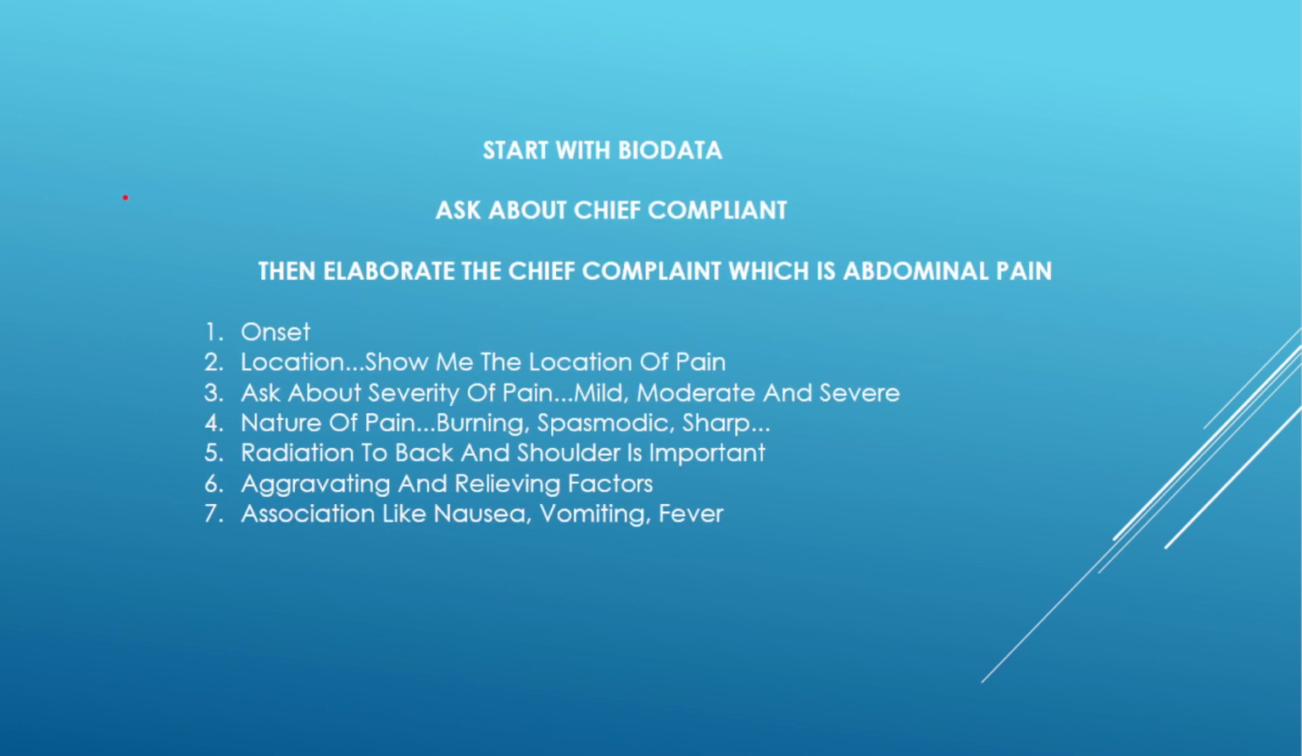Now, when we start the history, we ask about the biodata, which is the name, we ask about the age, we ask about the occupation, we ask about the education, whether the patient is employed or unemployed, we ask about when the patient was admitted in hospital or whether the patient was admitted through emergency or through the OPD or clinic. So that will cover all biodata.